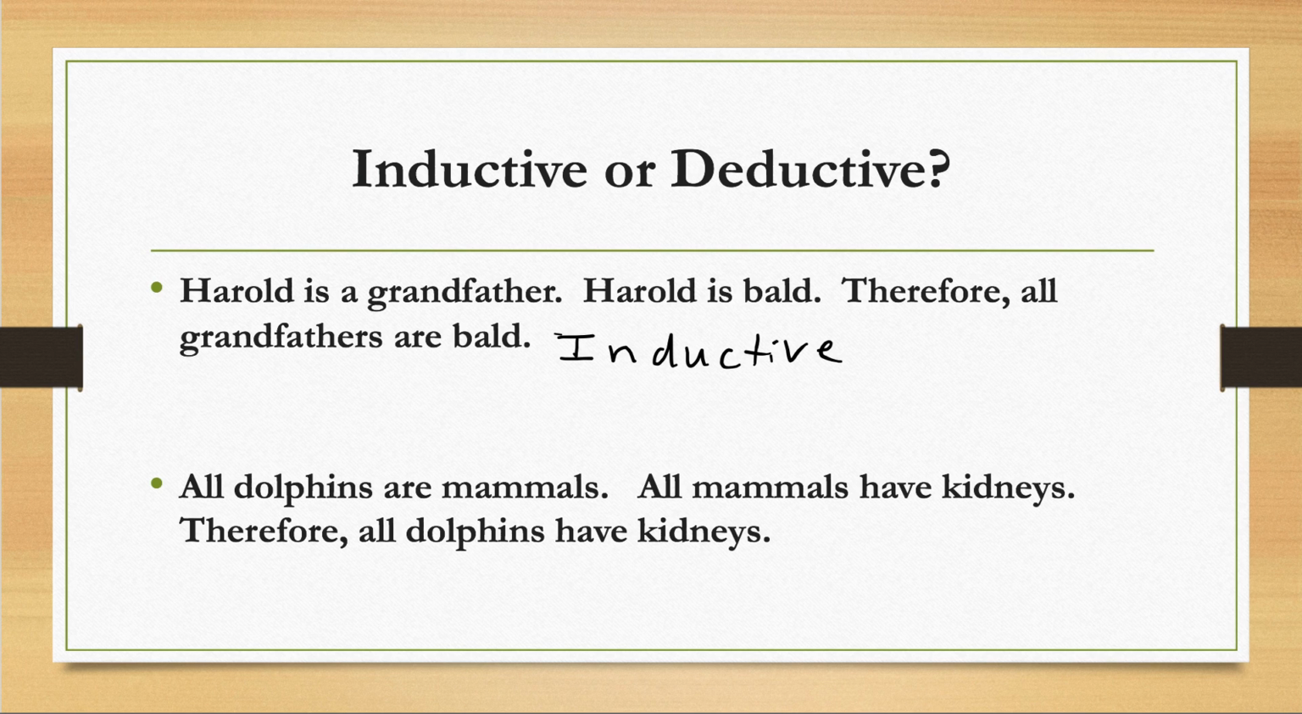What about the next one? All dolphins are mammals. All mammals have kidneys. Is it true then that all dolphins have kidneys? Yes, you can see that if we consider the first two statements as facts, then it follows logically that the third statement is also true. So this is an example of deductive reasoning.